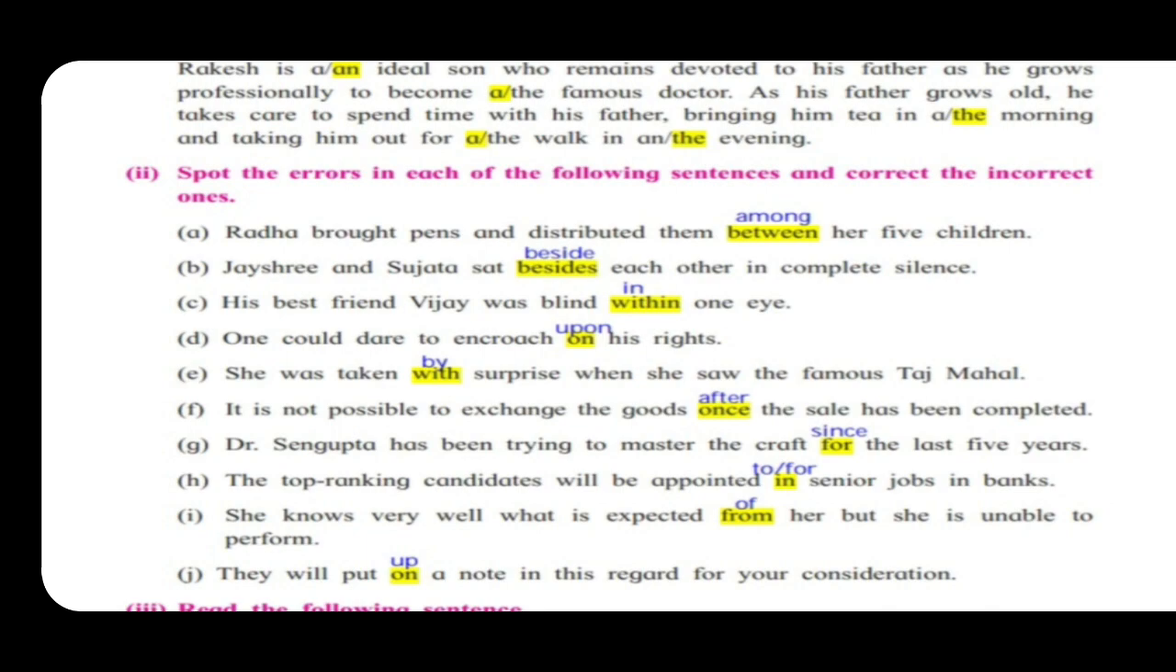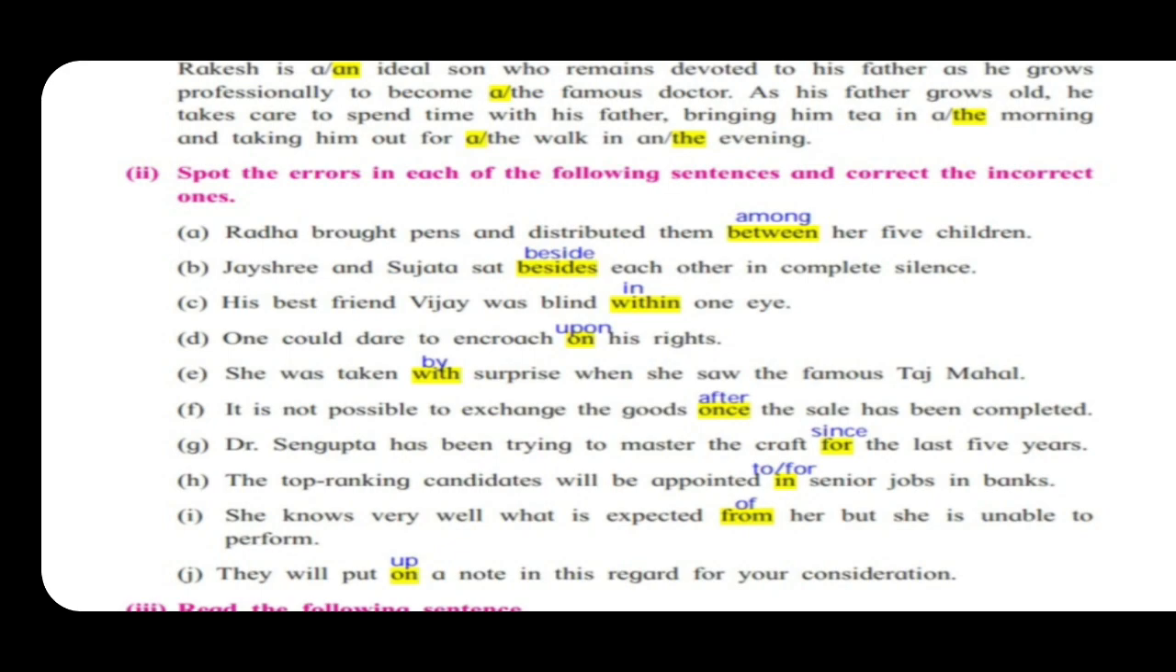His best friend Vijay was blind within one eye. Within is incorrect. The correct word is in one eye. His best friend Vijay was blind in one eye. One could dare to encroach on his rights. On is the incorrect word. One could dare to encroach upon his rights. She was taken with surprise when she saw the famous Taj Mahal. With is incorrect. The correct one is: she was taken by surprise when she saw the famous Taj Mahal.